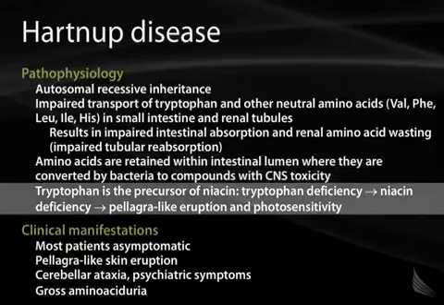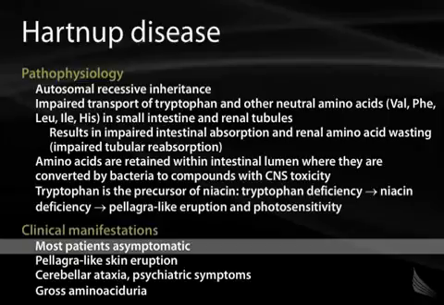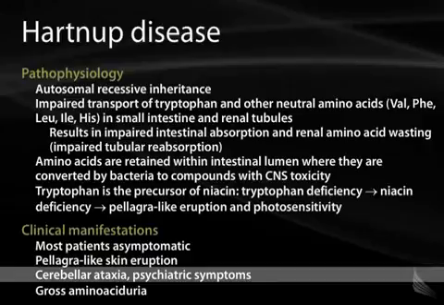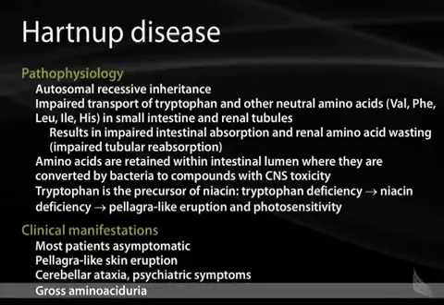The other clinical manifestation is due to the deficiency of tryptophan. Tryptophan is a precursor of niacin. When niacin deficiency occurs, there is a skin manifestation of photosensitivity as well as pellagra. Most patients are asymptomatic. However, because of the defects in tryptophan or the reabsorption of toxic compounds from the intestine, one can see skin manifestations as well as central nervous system manifestations. Also, there will be aminoaciduria because of impaired renal reabsorption.